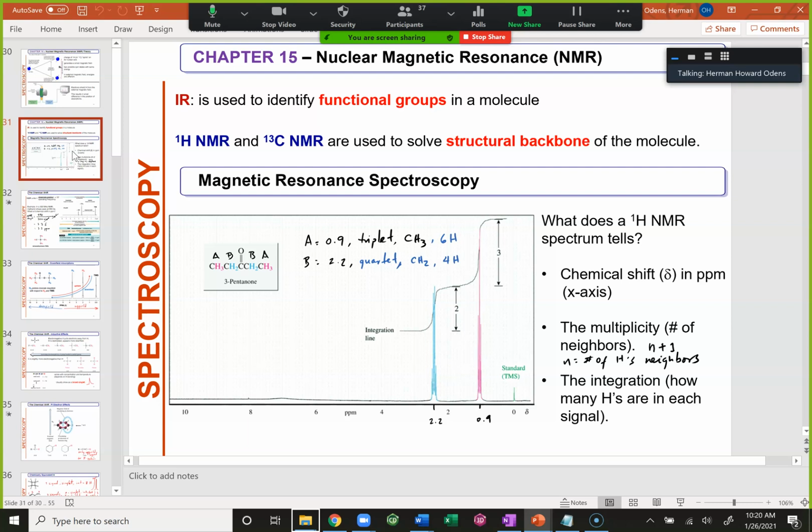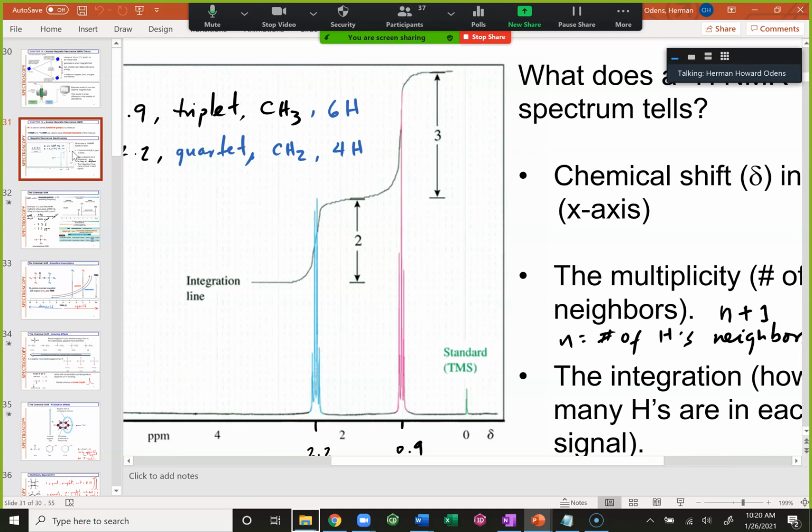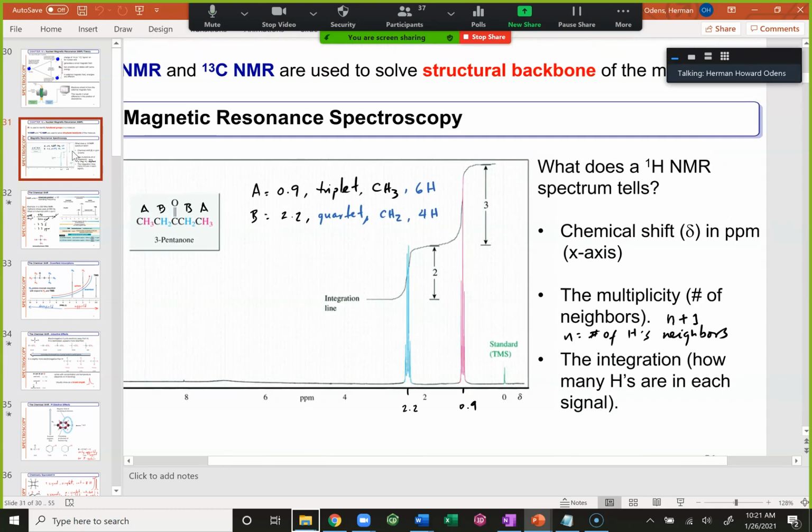All right. So here's a typical proton NMR, and it tells you the chemical shift in ppm. That's the x-axis. It tells you the multiplicity, the number of neighbors in the molecule. For example, the multiplicity here will be a quartet, because you have 4 peaks for the blue signal, and we have a triplet, 3 peaks for the red signal. Also this proton NMR is telling us the integration. The integration tells us how many protons are in each signal.